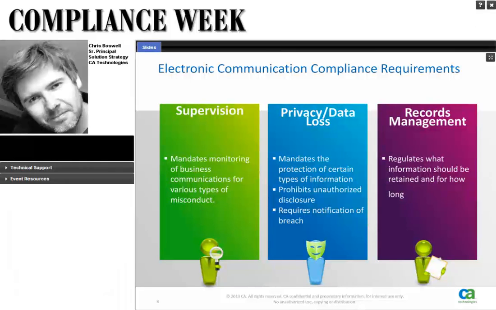That leads us into the second primary category, which we've already mentioned at a high level, which was privacy and data loss legislation. And those typically mandate the protection of this type of information, such as electronic protected health information, credit card numbers, social security numbers, things of that nature.